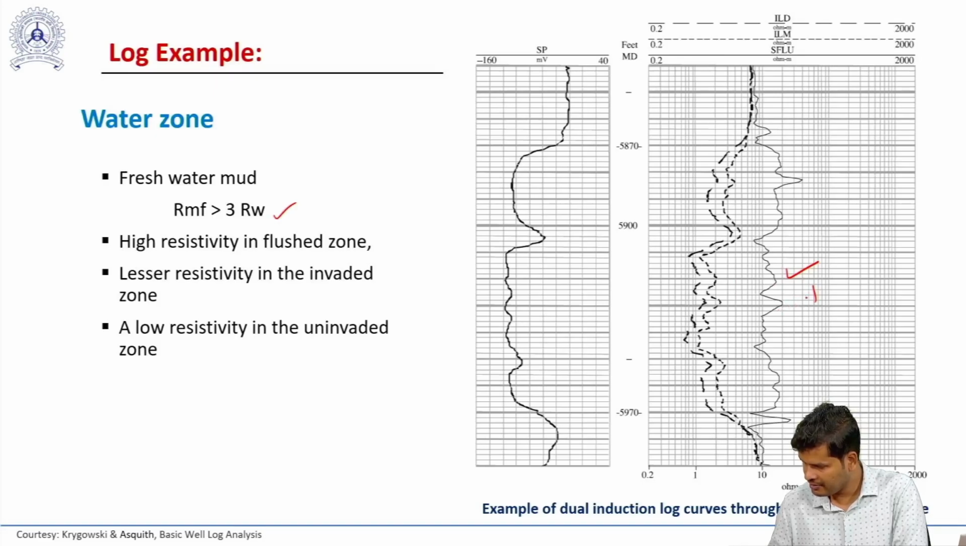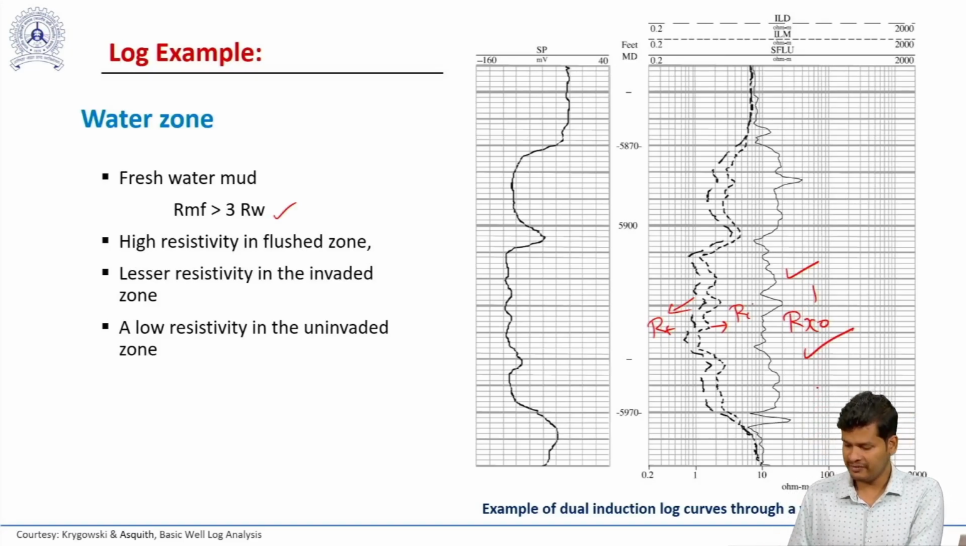This is our RT values, this is our RI values, and this is our RX value. You can see the RX values are higher, as we discussed in the last lecture. When RMF is greater than RW, RX value will be higher and RT value will be lower. But that is the true formation resistivity, the water bearing formation resistivity, which is completely saturated with the formation water. RX is affected by mud filtrate invasion in the flush zone. The flush zone has what? 100% mud filtrate. That's why it has higher resistivity.